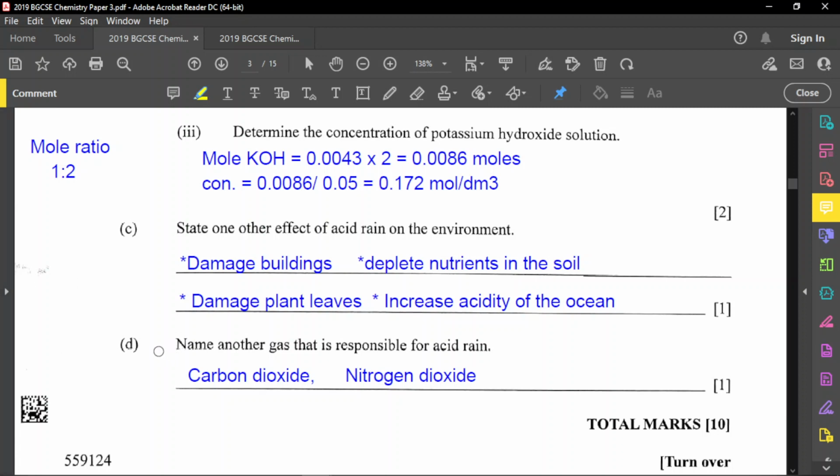And so for the last part of this question, it said name another gas that is responsible for acid rain. And so you have a choice right here. You have carbon dioxide, or you could also write nitrogen dioxide. All right, so those are your choices right there.